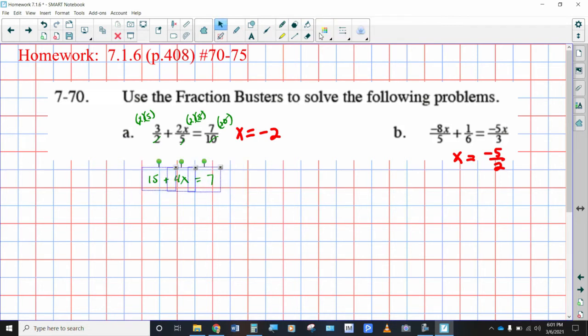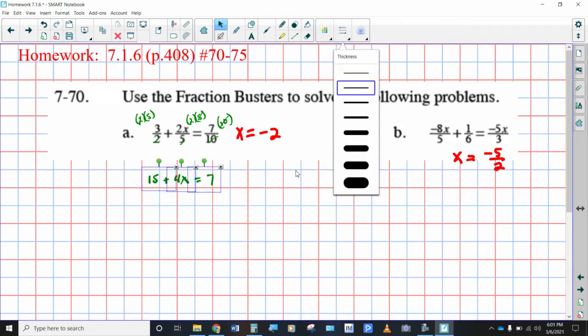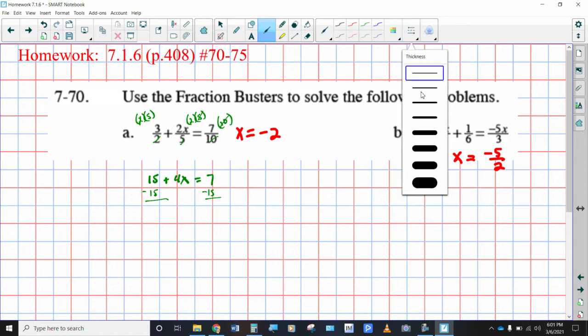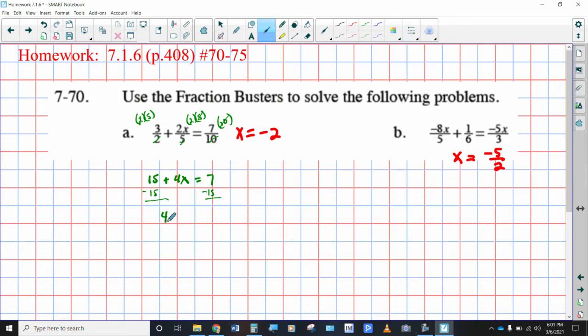So I don't really like how thin I've got that. Let's broaden that up a little bit. There we go. So now let's go ahead and solve by subtracting 15 from each side. That gives us 4x is equal to negative 8. And then when you divide each side by 2, you're going to get x is equal to negative 2.